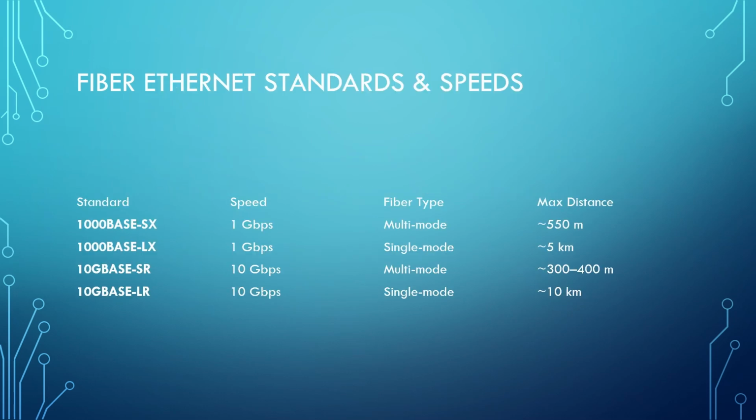10GBASE-SR is good for 10 gigabits a second for speed. Its fiber type is multi-mode, and its maximum distance is 300 to 400 meters. And 10GBASE-LR is good for 10 gigabits per second of speed, with a fiber type of single mode, and it's good for 10 kilometers.